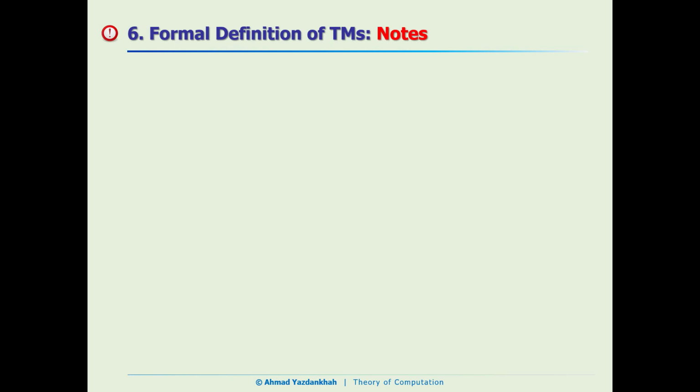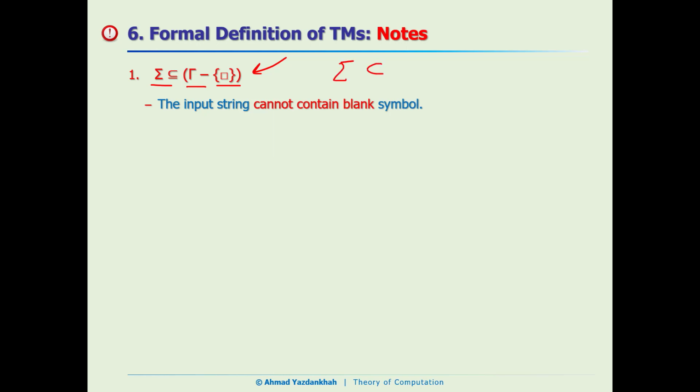Now let me give you some notes. We have this relationship between the sigma, gamma, and what we call the blank symbol. Why is this a true statement? Because we know that sigma is always a subset of the alphabet of the tape. But since sigma cannot contain the blank, we need to remove it from here. Otherwise, it would be part of the subset. This is the relationship between sigma and gamma.